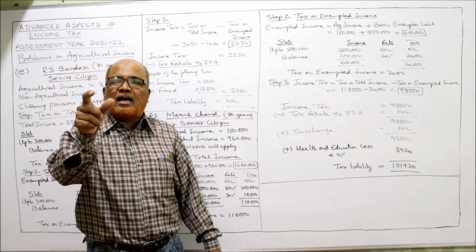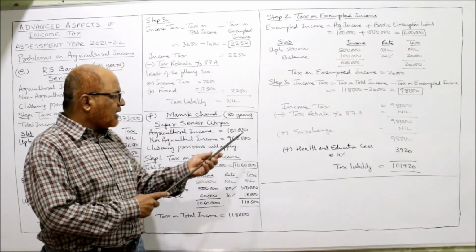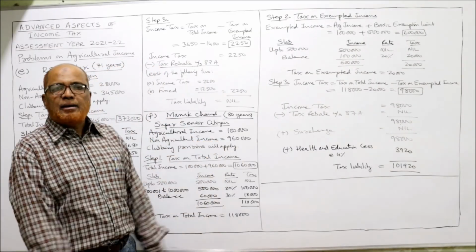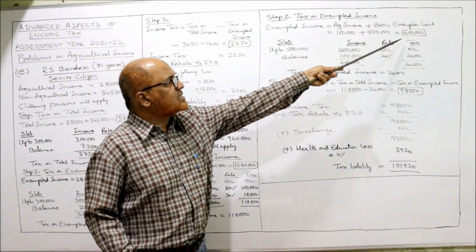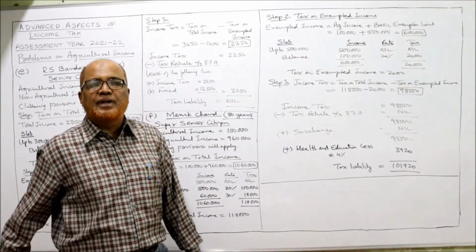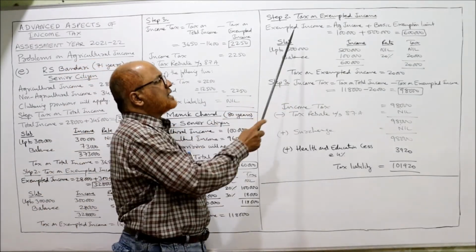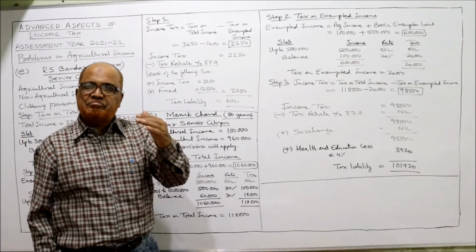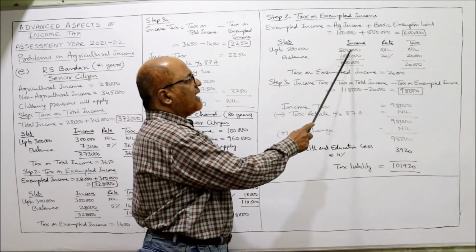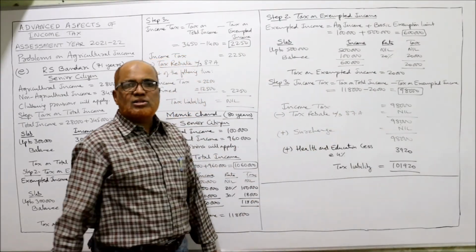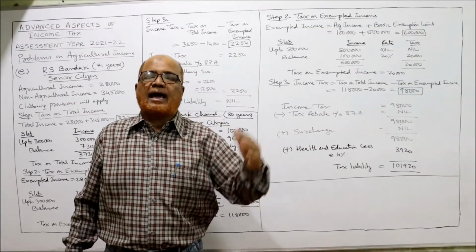Now we calculate tax on exempted income. Exempted income means agricultural income plus basic exemption limit. Here agriculture income is 1 lakh and basic exemption limit is 5 lakh. So 1 lakh plus 5 lakh, 6 lakh rupees is the exempted income. Now calculate tax on 6 lakh. Slab income rate tax up to 5 lakh rupees, no tax. Now balance.